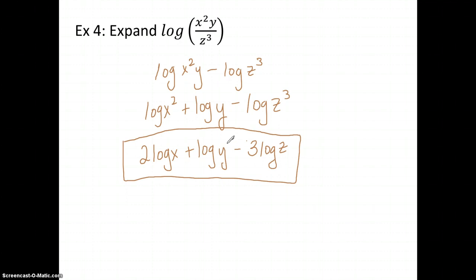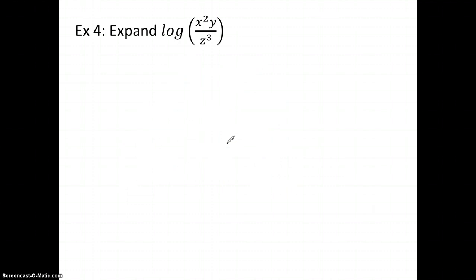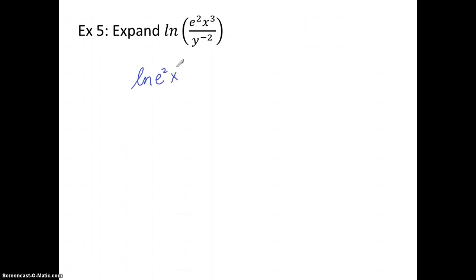All right, just a few more. I think I only have one more example here for you. So let's take a look at the one more example. We're going to expand this, so knowing what you just did in the last one, you might want to try this one on your own. Okay, so again, we're going to separate this using ln of e squared x cubed minus ln of y to the negative 2.